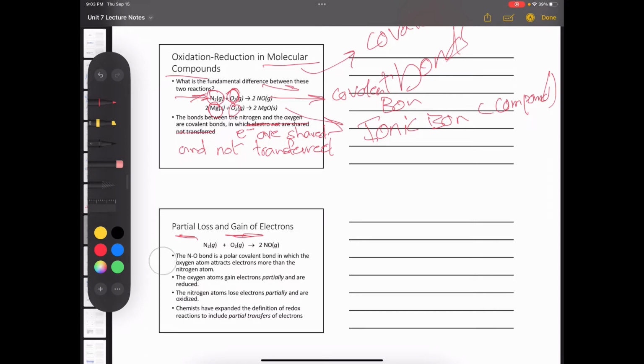So the nitrogen oxygen bond is a polar covalent bond, right? This term should be familiar to you at this point. A polar covalent bond is when you have two atoms bonded together where one atom has the ability to drag more electrons than the other. Okay? In which oxygen atom attracts more electrons than the nitrogen atom. So there is a partial negative charge over the oxygen.